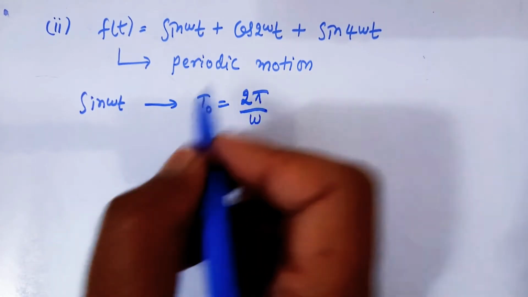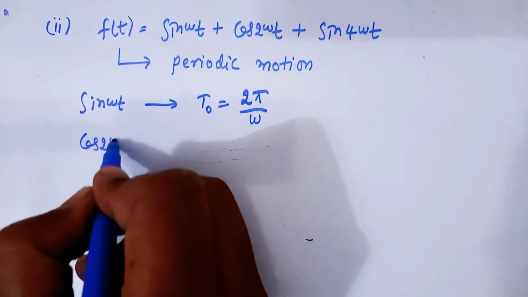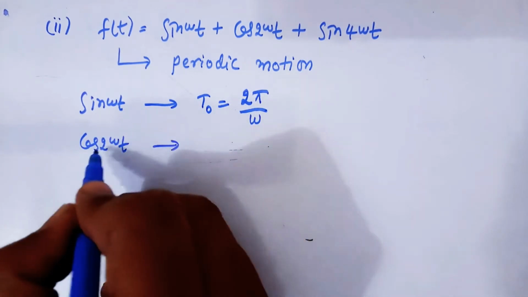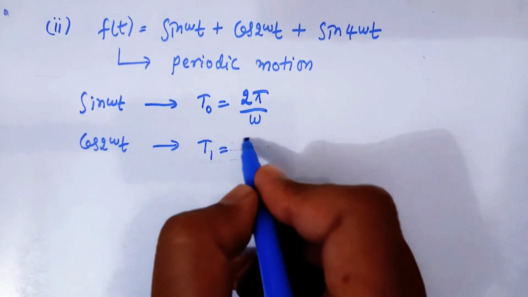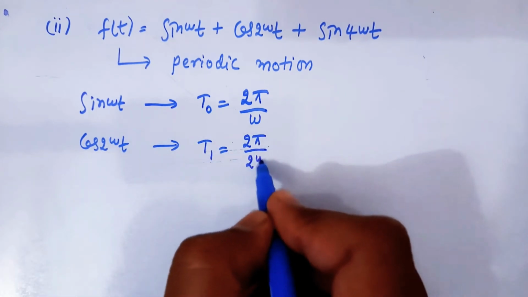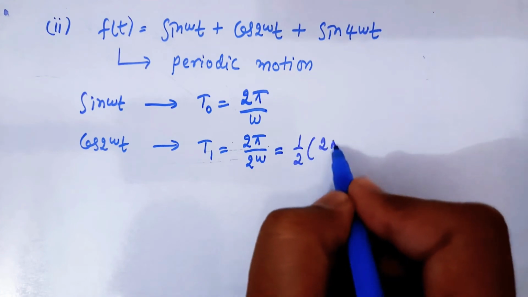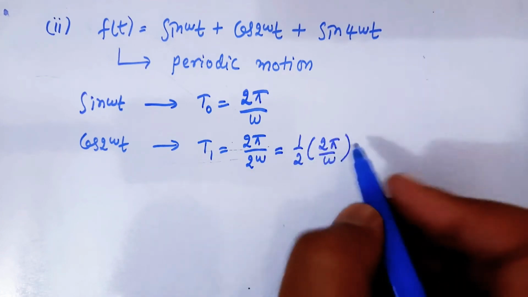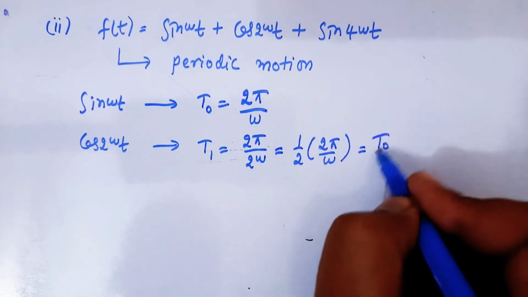What is the time period for cos 2 omega t? The time period for cos 2 omega t, T1, is equal to 2 pi by the angular frequency, that is 2 omega. So it is written as 1 by 2 into 2 pi by omega. Here 2 pi by omega is T naught, so that is equal to T naught by 2.